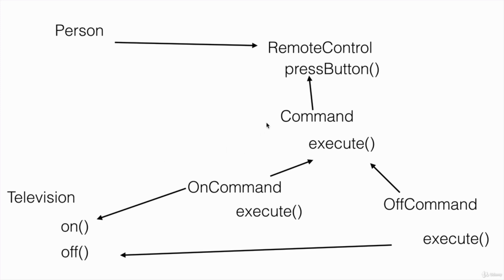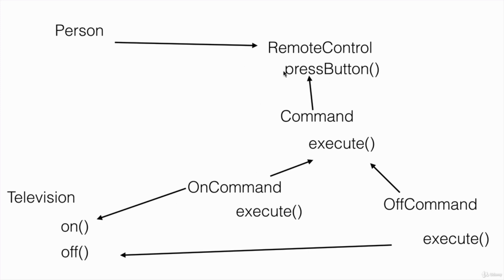The huge advantage of the command pattern is that the invoker, which is the client, and the remote control are completely decoupled from the receiver. So the person need not touch the television, or he need not know how to perform the on and off commands. He simply uses the remote control and presses the button. The remote control also doesn't care how the actions are performed. It simply passes the command to the television. That way they are completely decoupled.